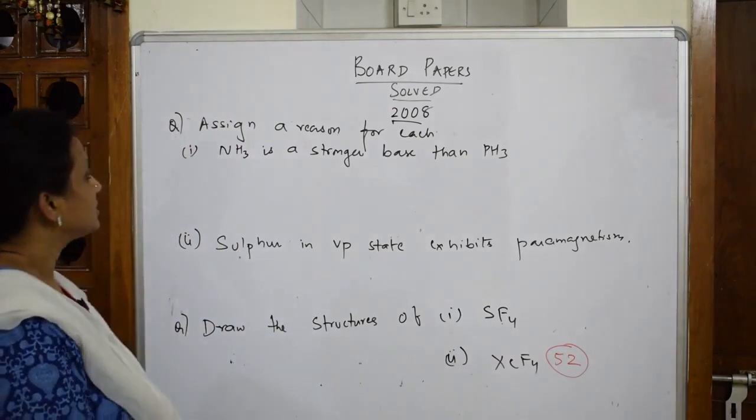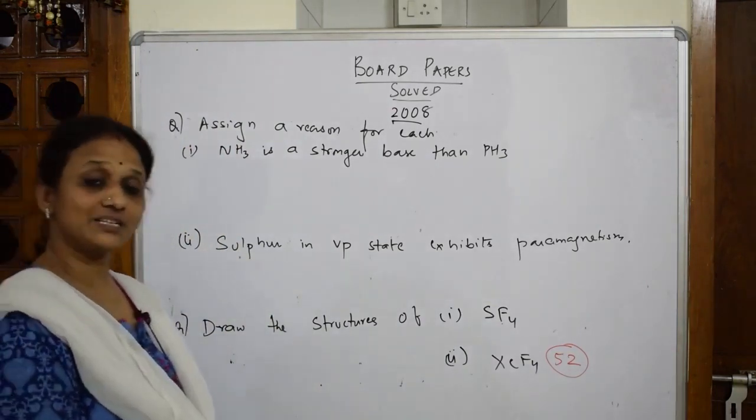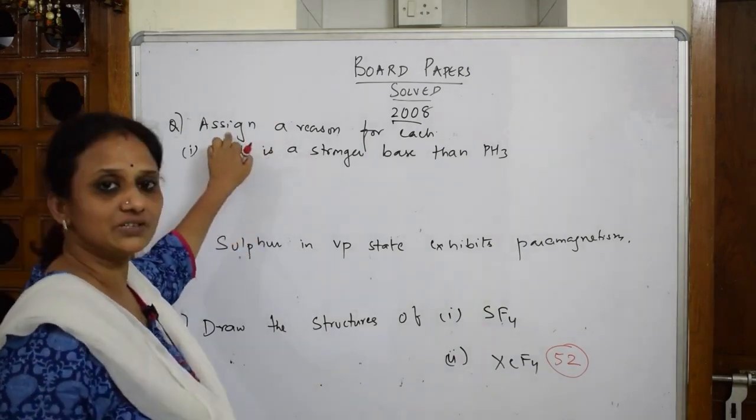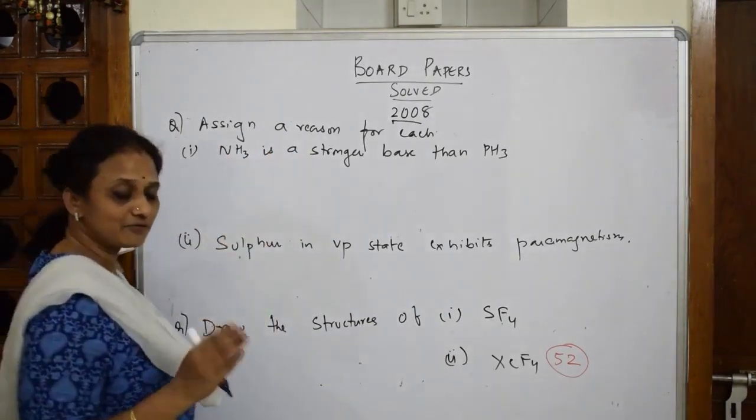Now, let's see this question. They've given us: assign a reason for each. Now, basically, we have studied the concept. Let us see how to write the answer. What do they give me? They've assigned, meaning just give a reason for the given question. What did they say? Ammonia is a stronger base than phosphine, they said.